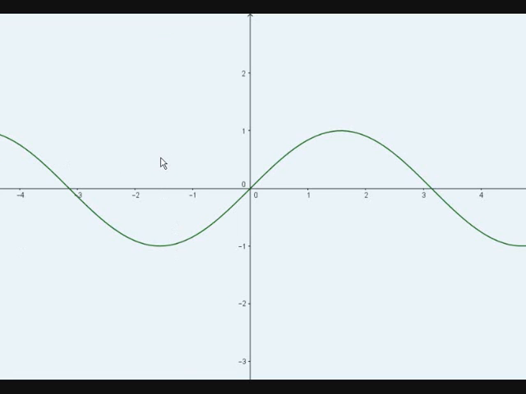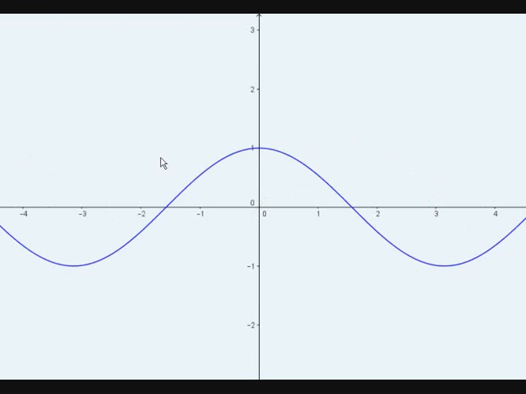Okay, now next let's take the cosine function. The domain of this function is, as you can see, minus infinity to infinity, which is nothing but R. The range of this function extends from 1 to minus 1. So the range of this function is minus 1 to 1. As you can see, this is also periodic.